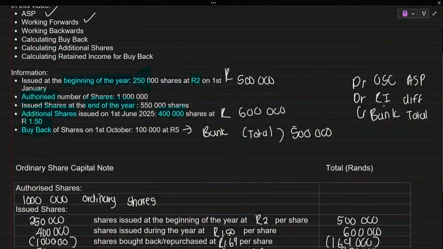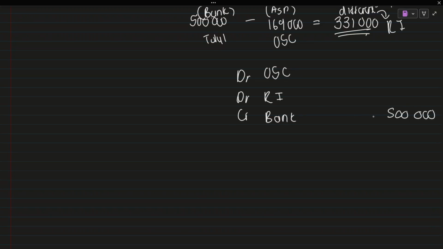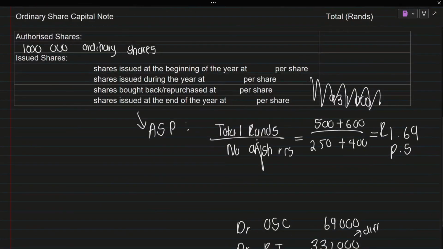Okay, so if I had to show it in my general ledger over here, I'm just going to rewrite it because of space so you can see it properly. So ordinary share capital, retained income, and bank. This was 500,000, so we paid 500,000, came out from our bank account, credit CPJ, right? Then debit retained income, it was 331,000. This is our difference between our ordinary share capital, which is 169,000. Okay, ASP, difference, and total. Just keep that in mind. This is how you do the general journal entry. Okay, I've just cleared up the space so that we could continue.